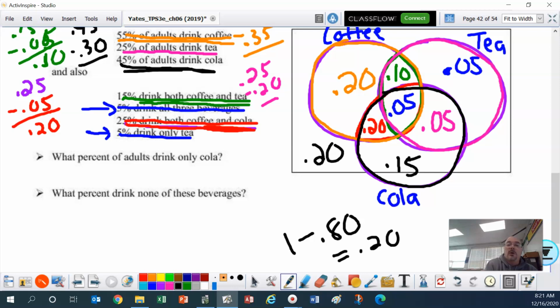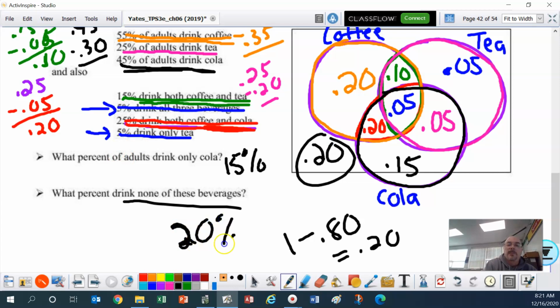Okay, well, only cola, that's the 0.15. Actually, it wants a percent, so let me put that as a percent, 15%. What percent drink none? We just figured that out, 20%. Whew. All right, let's keep rolling.